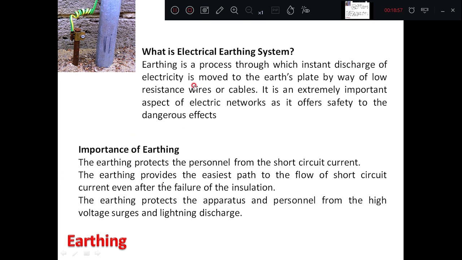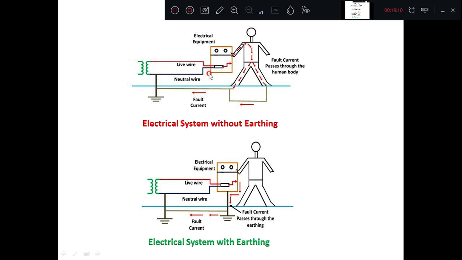What do you mean by earthing? Earthing is the process through which electricity is instantly discharged to the earth's plate. You can see here, if you are not making earthing, there is a direct flow of current to the human body, whereas in the case of earthing it takes a low resistance path through the earthing and goes there. That does not affect human beings.